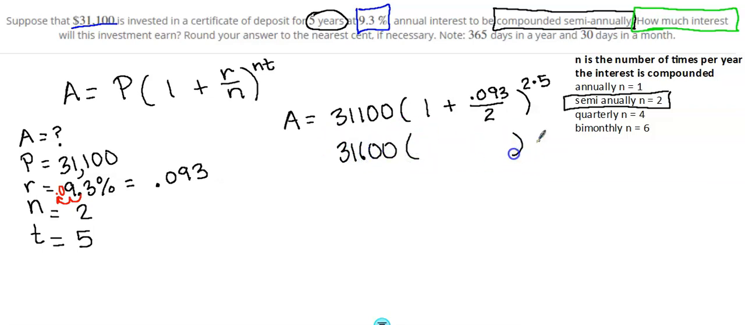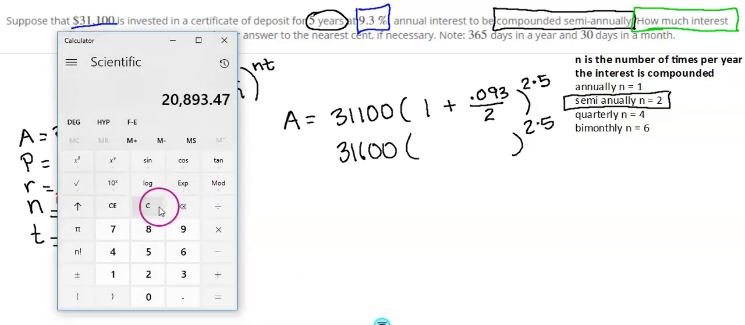Copy everything else down, and simply work inside. I don't know off the top of my head what 0.093 over 2 is, so I'm going to bring up that calculator. Top, divide, bottom. This is a terminating decimal.